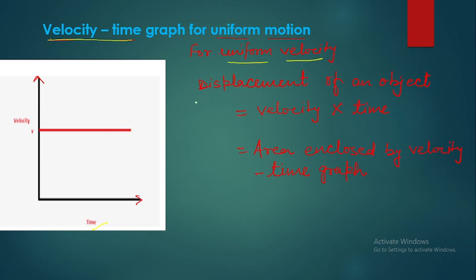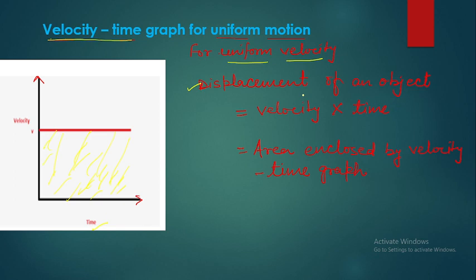We know the displacement of an object is equal to the product of velocity and time. We can easily calculate this quantity from the velocity time graph with the help of this relation, the area enclosed by the velocity time graph. This area enclosed by the velocity time graph represents the displacement of an object.